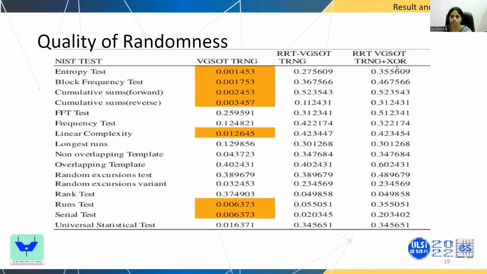Then we go for post-processing with the XOR operation. Here we can see the p-value is improved, which shows that randomness improved using post-processing.